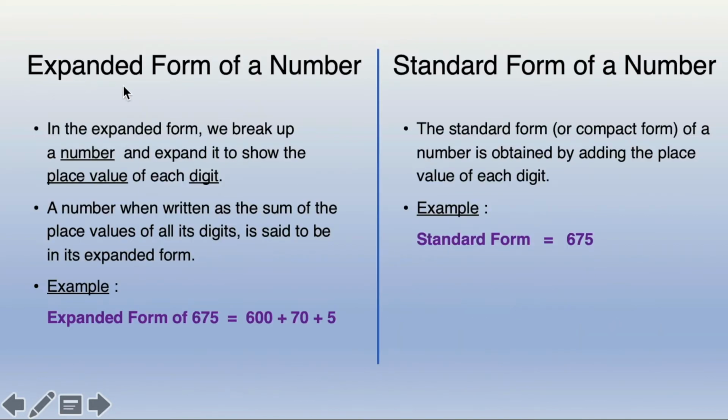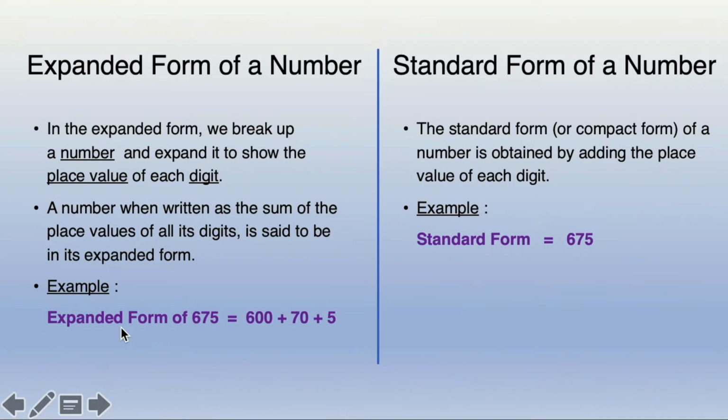Now, what is an expanded form of a number and standard form of a number? So, to expand means to write it in detail. So over here in the expanded form, we break up a number and expand it to show the place value of each digit. Now, how do we do that? So, a number when written as the sum of the place values of all its digits is said to be in its expanded form. So over here we have the number 675.